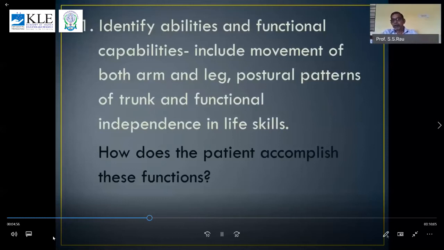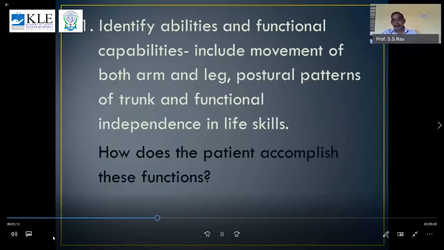So what we can do is identify the abilities and functional capabilities of a patient, and these will include movement of both arm and leg on the affected side, the postural patterns of the trunk, and functional independence in life skills.